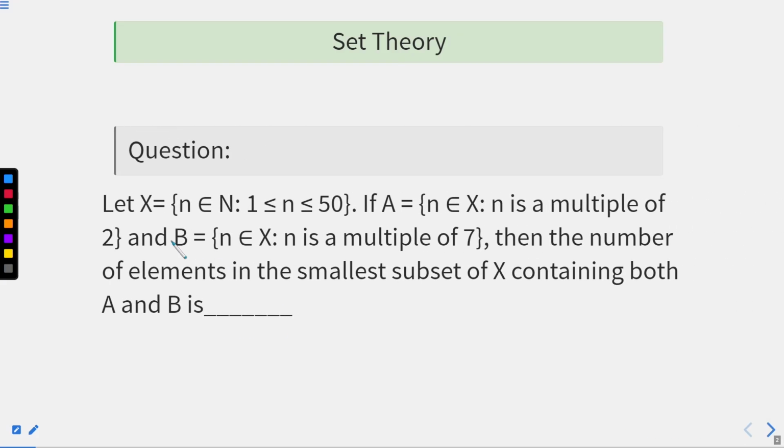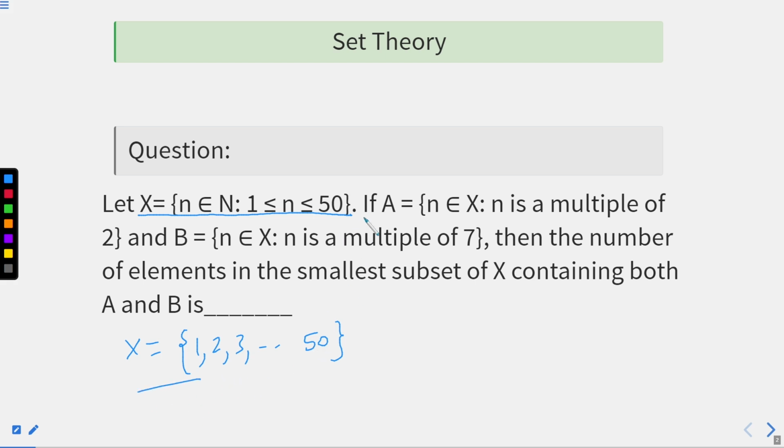The first question says: let X be a set whose elements belong to the natural numbers, and the elements are 1, 2, 3, till 50. Let's write its roster form. The natural numbers starting from 1, 2, 3 and up till 50. So the roster form for the set X is this.